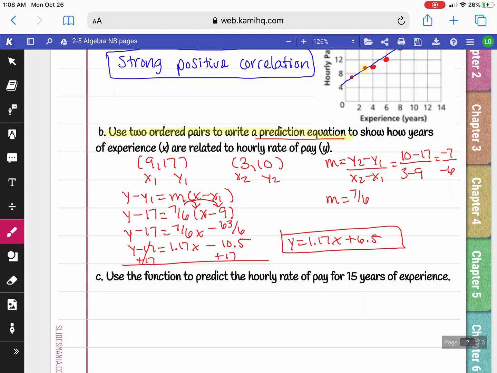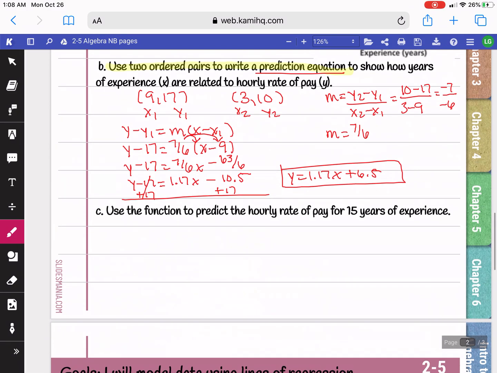Again, since we're dealing with data, if you get fractions, just change them to decimals because we are going to plug in. And when you plug in, we want to get numbers that are more meaningful to us. So I have my prediction equation.